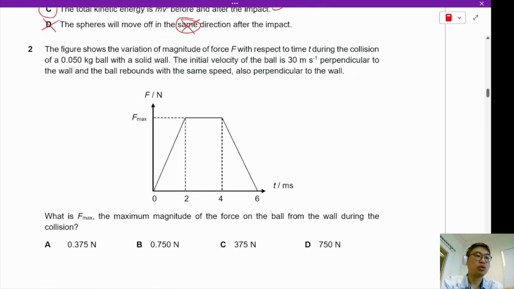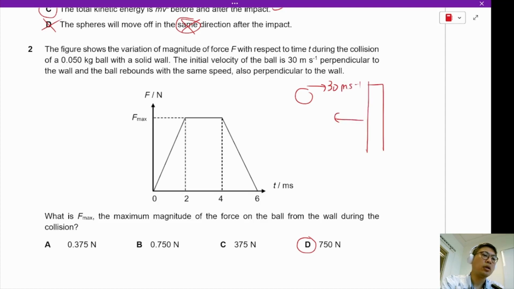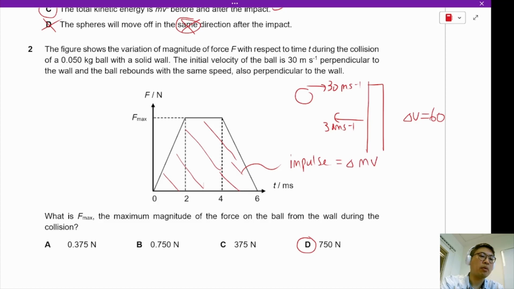Let's take a look at question 2. Question 2, the answer will be D. All right, so the ball hits the wall at 30 meters per second, and then after that it rebounds from the wall also at 30 meters per second. So the change in velocity will be 60 meters per second. The impulse under the graph, this is considered the impulse, will be equal to the change in the momentum of the ball.